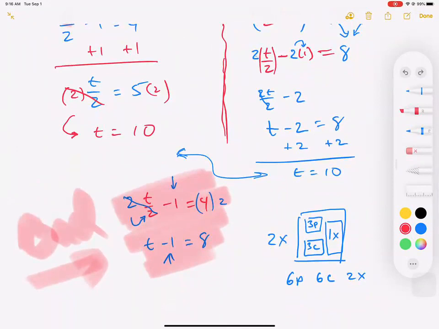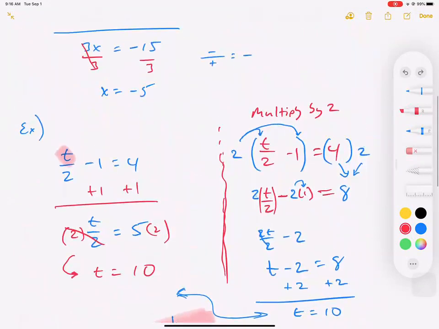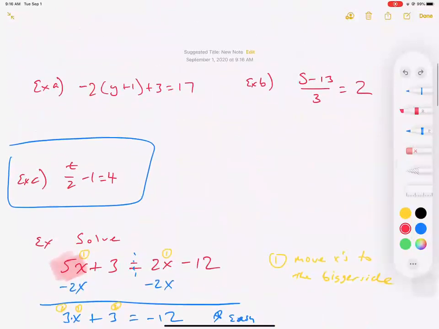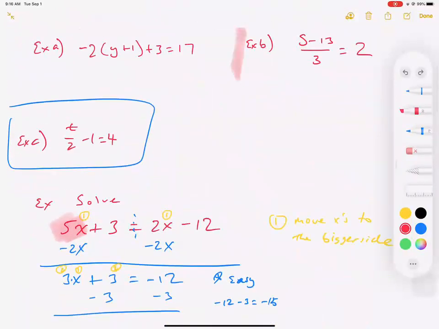Okay, let's do another problem. Remember, this is really just review. A lot of this is just review. We're gonna look at the next problem here, and that's gonna be our example B. Looking at example B, that's gonna be the letter S minus 13, all divided by 3 equals 2. I'm solving for S. Now for this problem, we identify what numbers we have to get rid of. That's going to be the negative 13 and the 3. And which of these numbers will be farthest away?